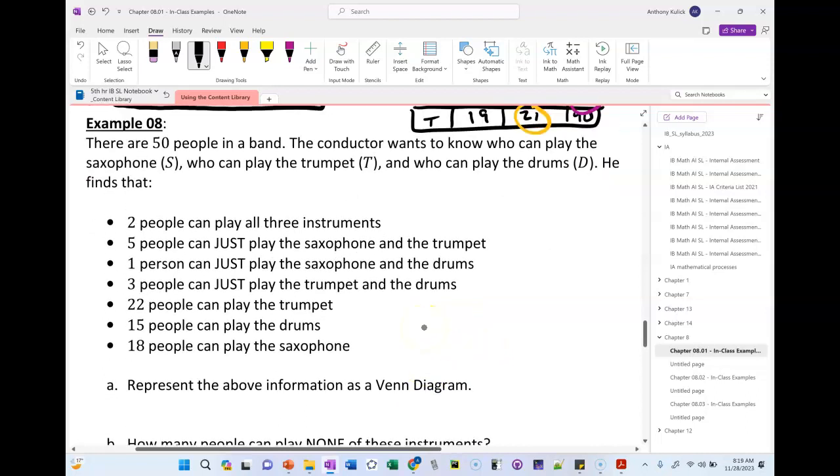There are 50 people in a band. The conductor wants to know who can play the saxophone, who can play the trumpet, and who can play the drums. He finds that 2 people can play all 3 instruments. 5 people can play just the saxophone and the trumpet. 1 person can play the saxophone and the drums. 3 people can just play the trumpet and the drums. 22 can play the trumpet. 15 can play the drums. 18 can play the saxophone. Represent this as a Venn diagram.